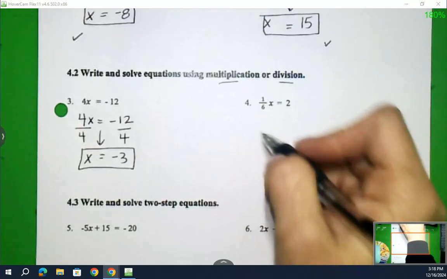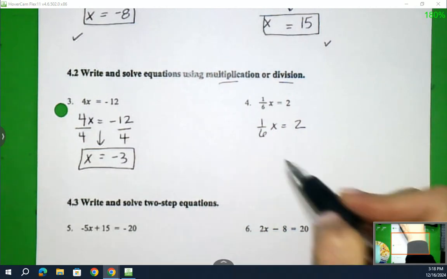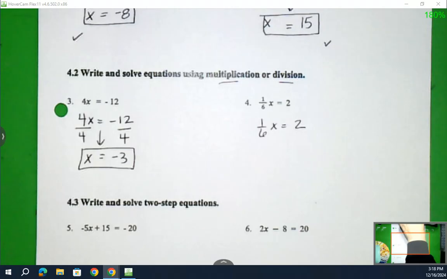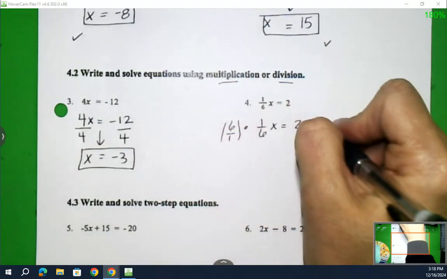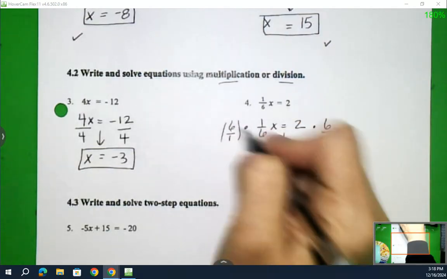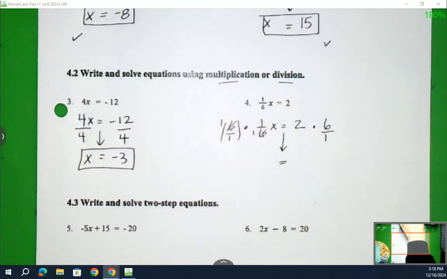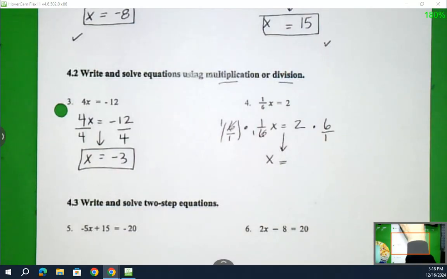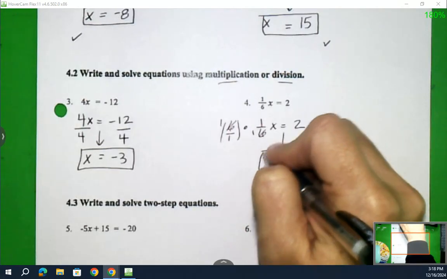Okay, for number 4, we have 1/6 x equals 2. To undo the multiplication of a fraction, we have to multiply by the flip of that, or the reciprocal. So we're going to multiply by 6 over 1 on both sides, and then we have our cross-canceling here. They both can be divided by 6 for 1, and we get 1 times x, which gives us x by itself. 2 times 6 is 12. So x equals 12 for number 4.